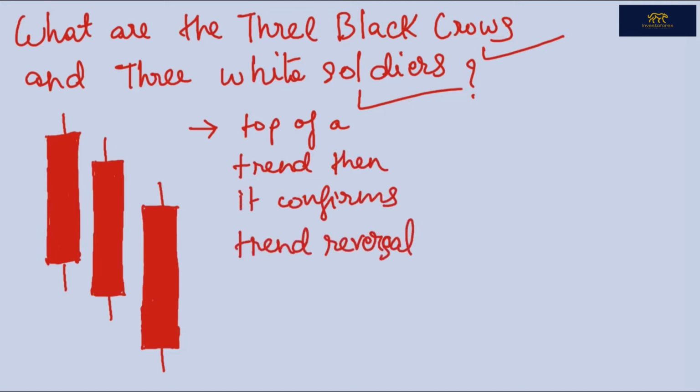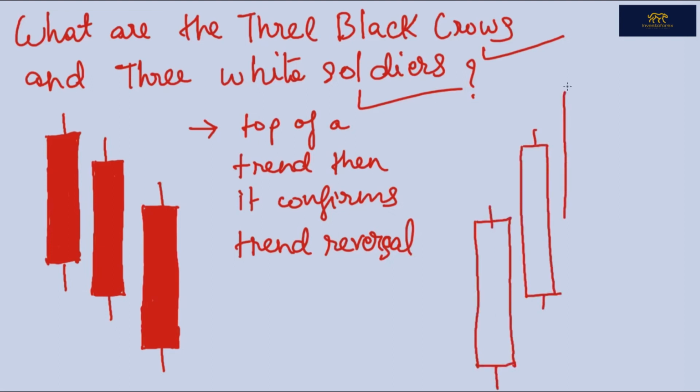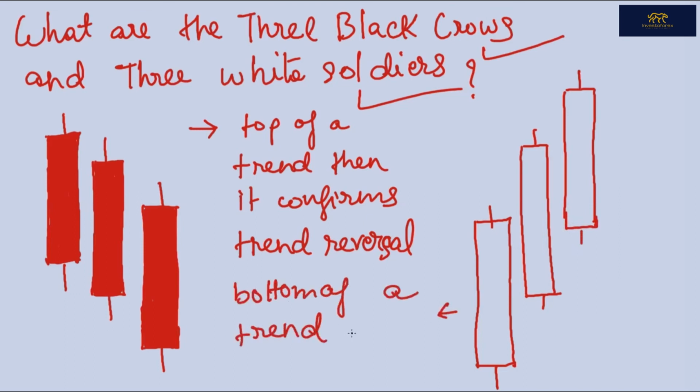The three consecutive bullish candlestick pattern has one candle near the high of the previous candle. If you spot one at the bottom of a trend, then it also confirms trend reversal.